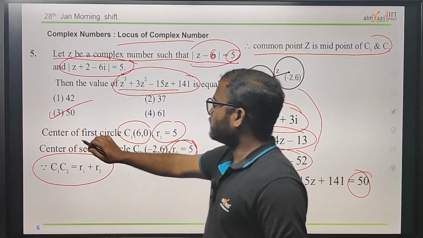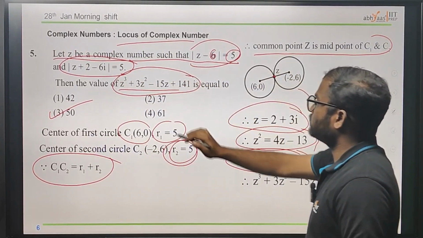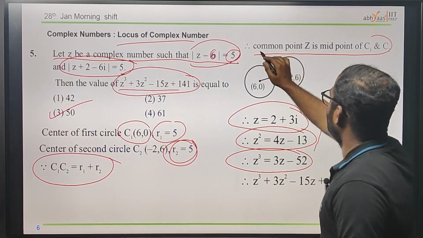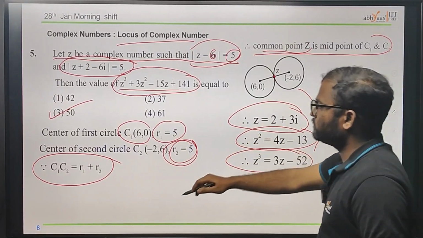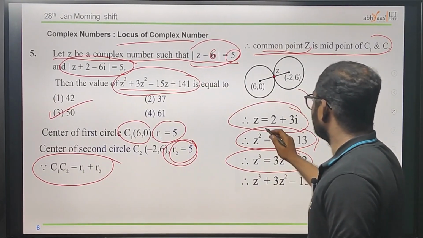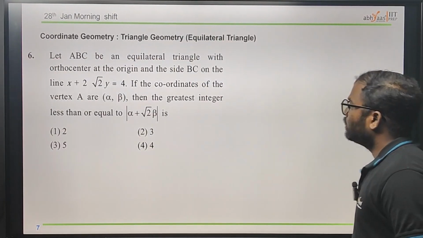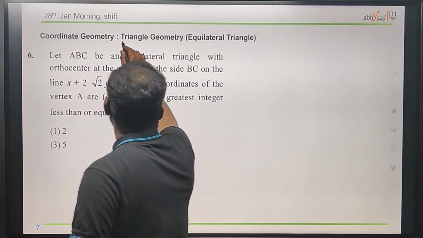We just have to see the first circle and the second circle, whatever the given information. That's how we find the common point z, which is in c1 and c2. Just by using this, c1 into c2, we can find this one. Now next, coordinate geometry, which is trigonometry based.